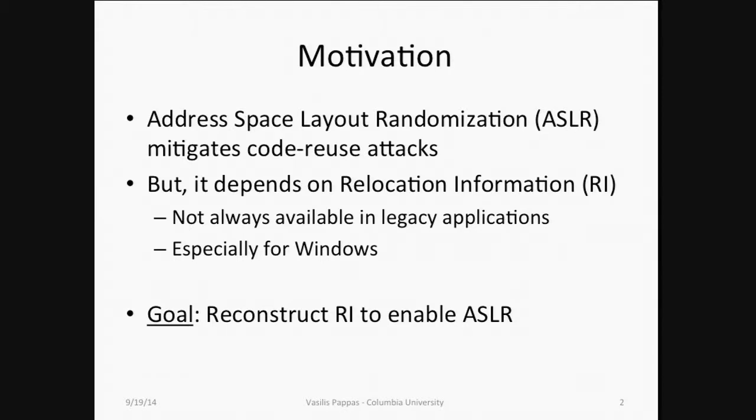As most of you probably already know, address space layout randomization, or ASLR, is one of the most widely deployed and prominent mitigations against code reuse attacks. However, this technique relies on some relocation information in order to be able to randomize the location of its executable module, which is not always available in legacy applications, and especially in the Windows ecosystem.